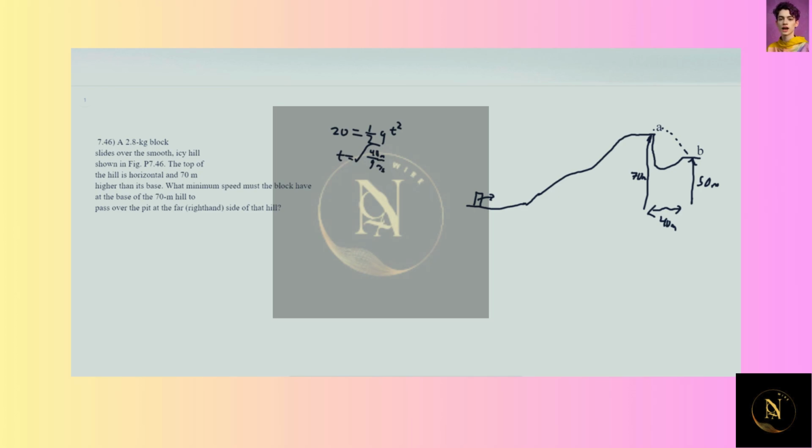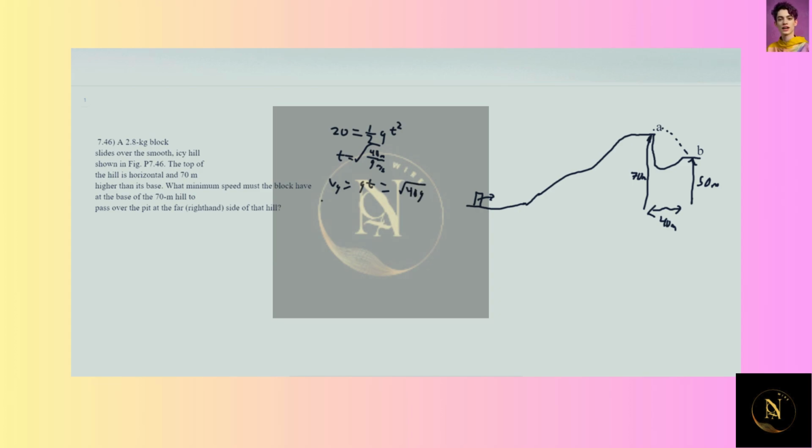Okay, so then what we do now is we write Vy is equal to g t, because that is starting from 0. It goes down for a certain amount of time at acceleration g. So then that's going to be the velocity in the y direction at that point. So then that's going to be square root of 40g.